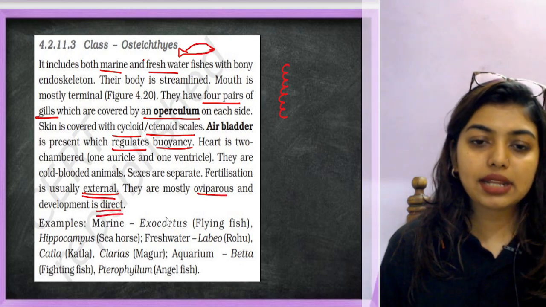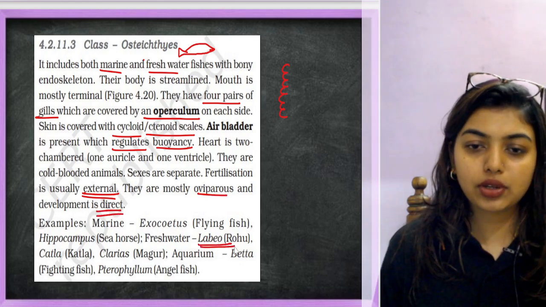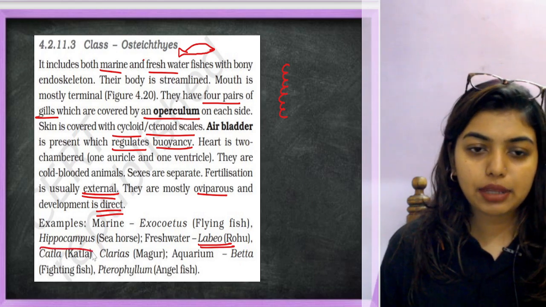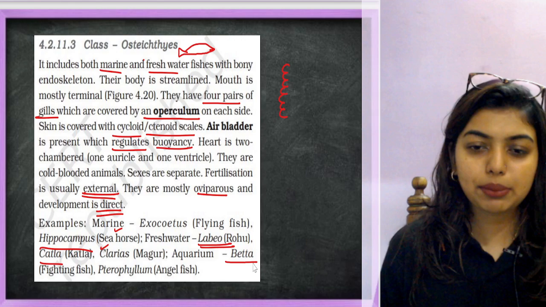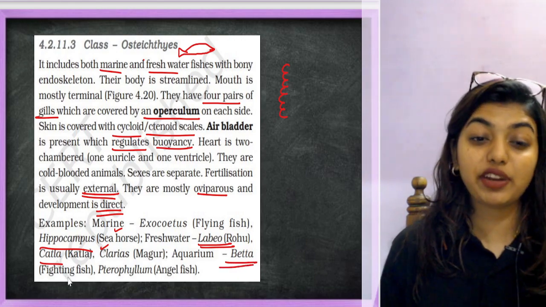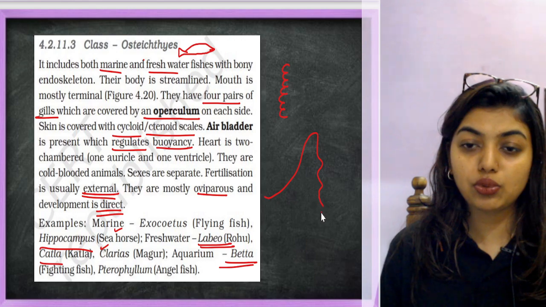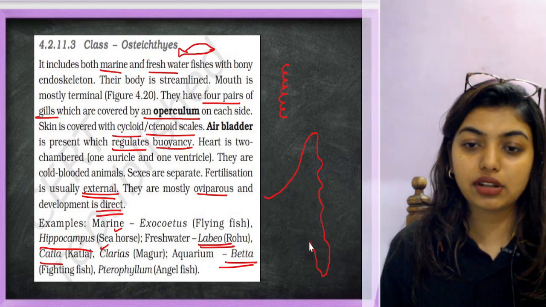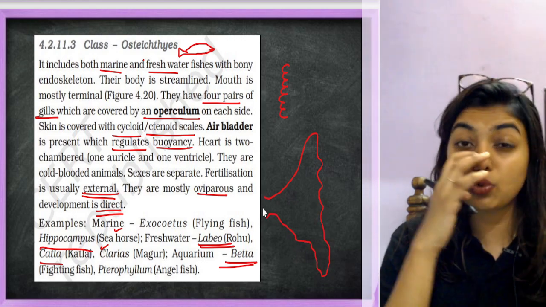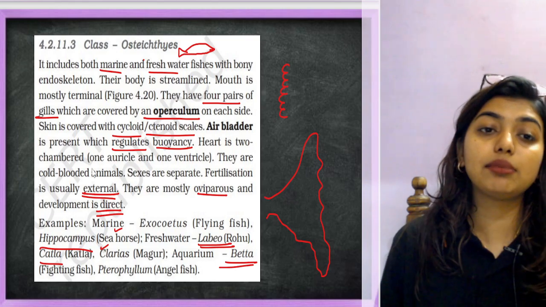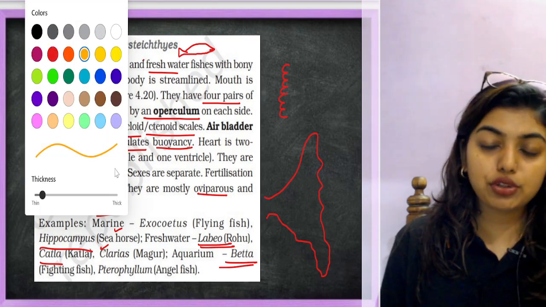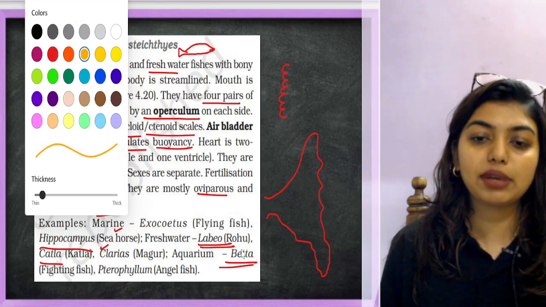So in marine fishes, you can remember Rohu, labeo, then hippocampus, which is the seahorse, and catla. These are the fishes that we consume. Then betta fish, which is very trending nowadays, the fighting fish. All of you would have seen they have beautiful tails in different colors. It was sold a lot during the COVID time. It became the only fish that people wanted to buy. The only fish that people wanted to buy were betta fishes.